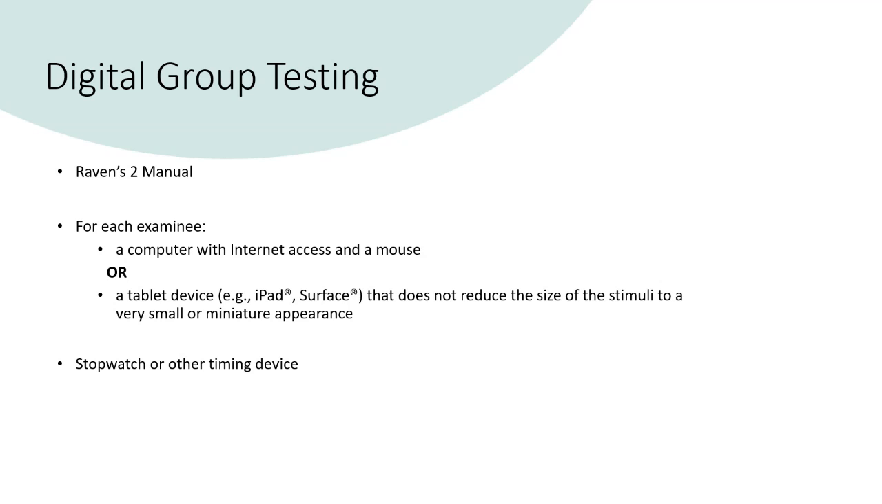You can prepare for the digital administration by reviewing the About the Ravens 2 document in the resource library. When you sign into Q Global, you will enter the examinees' names and dates of birth. Then you select the appropriate form, whether you would like the long form or the short form. The software will then prepare and deliver the test items according to the examinee's age.